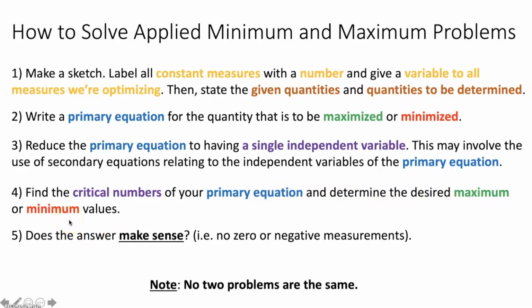After that, the very last thing you're going to do, after you have your answers, you're going to ask yourself, does my answer or do my answers make sense? I.e., are there no zero or negative measurements where there shouldn't be? Is one of the side lengths of my box negative? Is the height of my cylinder 0? If that's the case, then those cannot be answers to the question because those measurements don't make sense in real world scenarios. The last note here is just that no two problems are the same. It's very much like related rates. These are word problems. They're all going to be a little bit different, but you still follow these 5 steps.